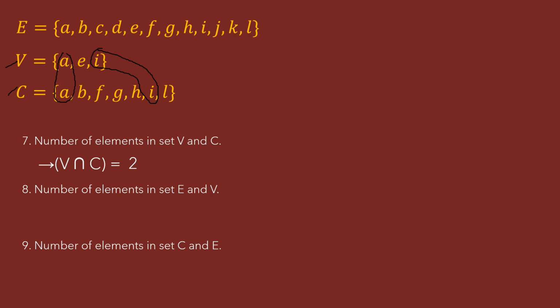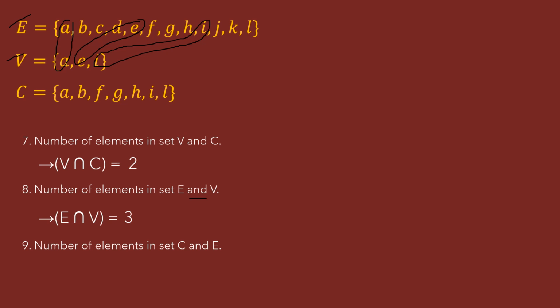How about for number 8? Number of elements in set E and V. Set E and V. So and means intersection, so we're just simply going to look or to count for the common elements only. So how many are there? So we do have A, 1, we do have E, 2, and we do have I, so 3. So no more, so therefore the answer is 3.